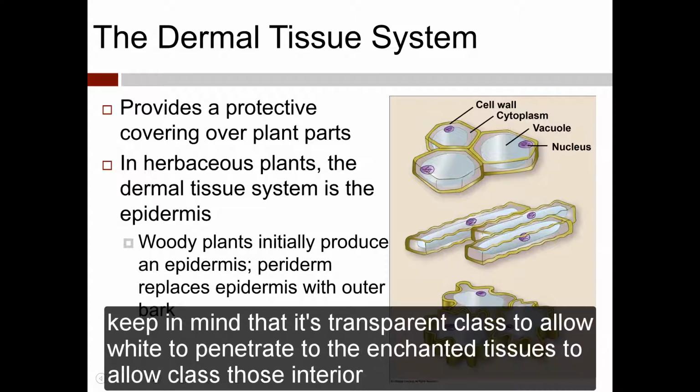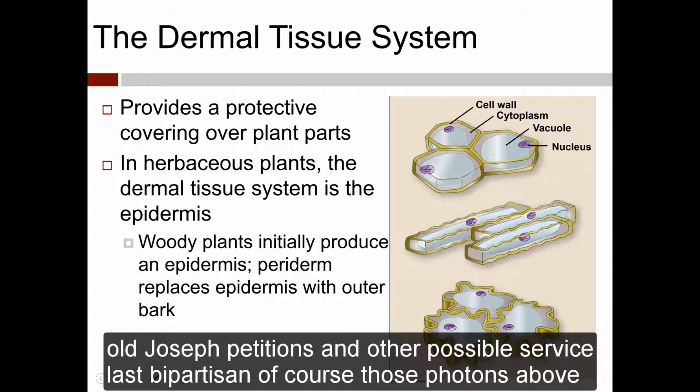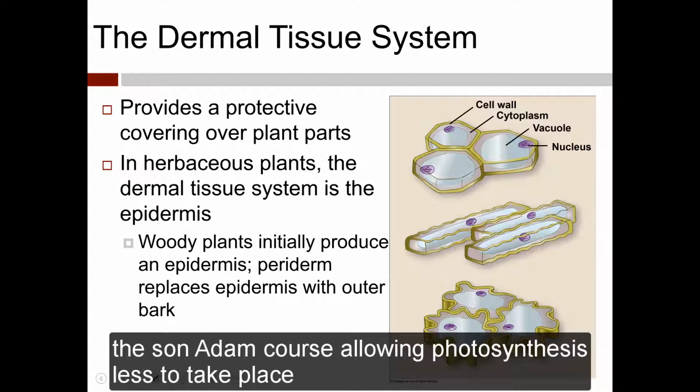keep in mind that it's transparent to allow light to penetrate to the interior tissues, to allow those interior photosynthetic tissues to go through the process of photosynthesis by harnessing, of course, those photons coming from the sun, and of course allowing photosynthesis to take place.